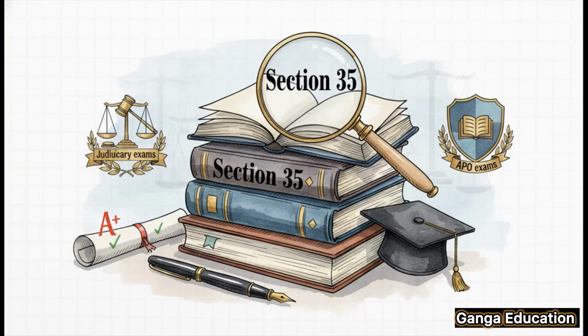Now, let's talk about why we're spending time on this. From an exam point of view, Section 35 is a high-value target. It's extremely important for both your judiciary prelims and your mains. You can bet on getting direct questions about judgments in rem, or they might ask you to list the 4 jurisdictions. And for the APO exams, this is a recurring favorite. So please, make sure you know this section inside and out.